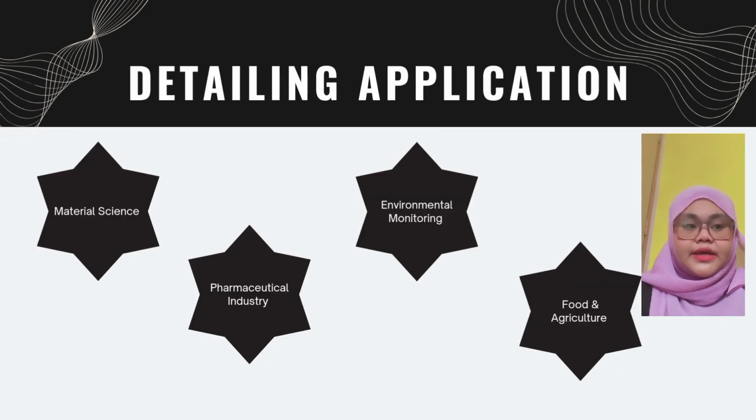Next, detailing applications of FTIR spectroscopy. First, we can use it in material science. For example, polymer analysis. FTIR is extensively used to study polymers. It helps in identifying polymer type, detecting additives, and monitoring polymer degradation.